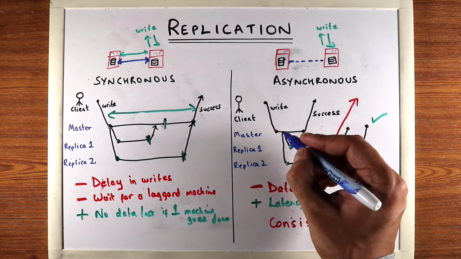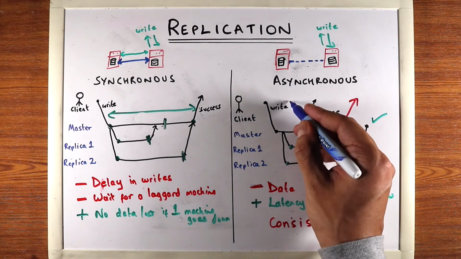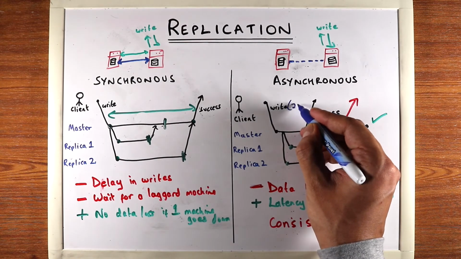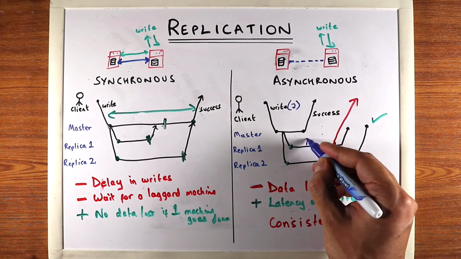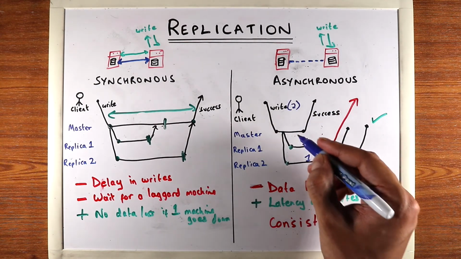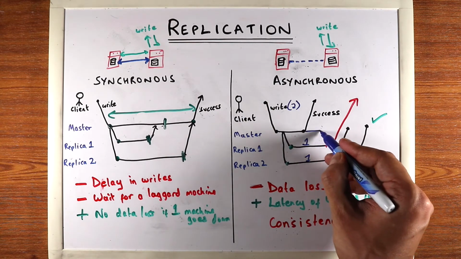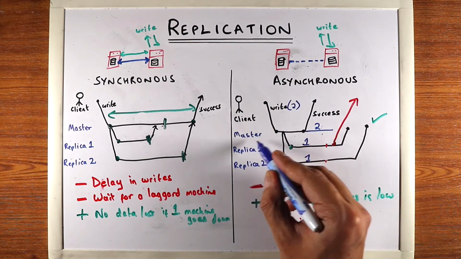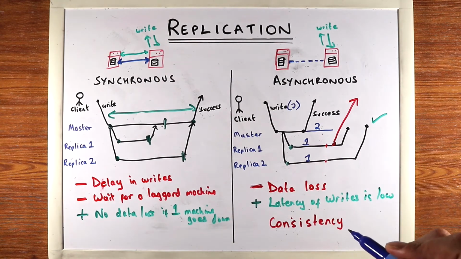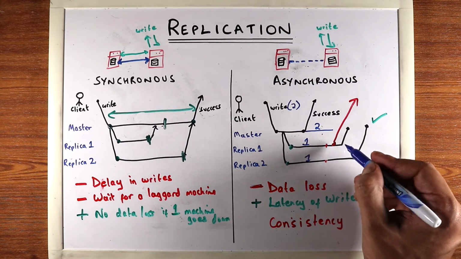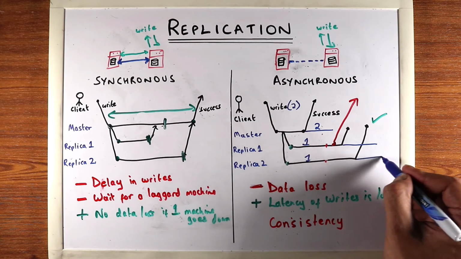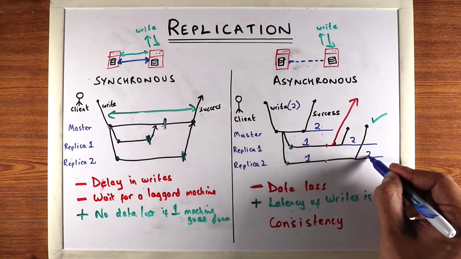So let's say we wrote a value 2, right? Initially the value was 1, and we wrote it to 2. So after this point, the master will show the value 2. The replicas will show 2 only after their writes succeed.